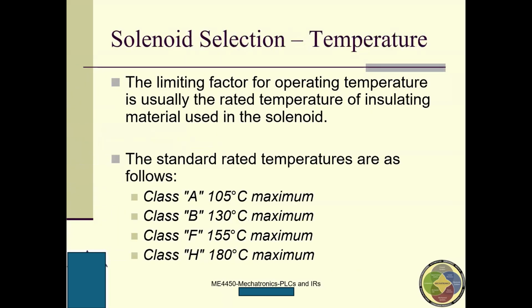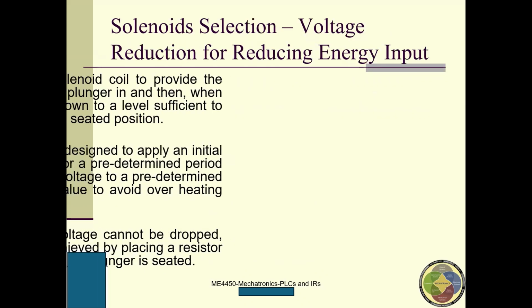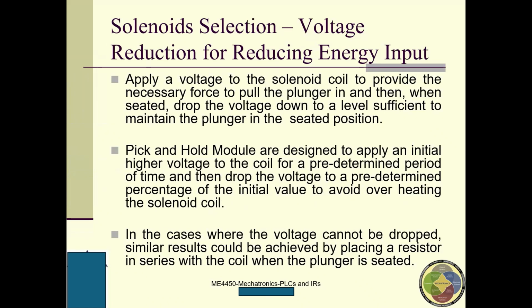The temperature. The limiting factor for operating temperature is usually the rated temperature of the insulating material used in the solenoid. We have four classes: A, B, F, and H. And here are the strategies for reducing the energy consumption, and I will test your understanding of this. So I'm going through very quickly.